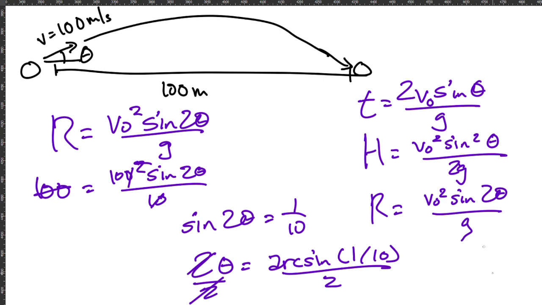Okay. That took too long. I am so sorry. But finally, back to the point. This is our answer. Arc sine 1 over 10 divided by 2. That's theta.